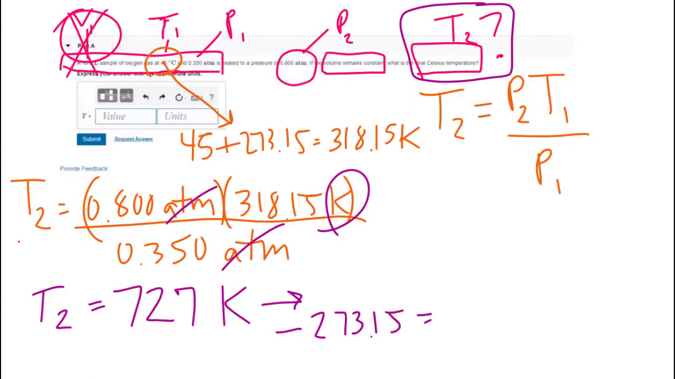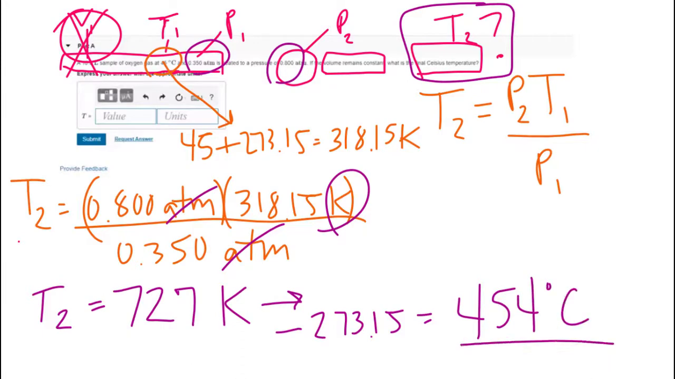And I have 3 sig figs here, 3 sig figs there. So I need 3 sig figs for my final answer. I should get 454 degrees Celsius. Awesome. Okay, hopefully you got the same. I am going to show you one more experiment video with combined gas law, and hopefully you can feel pretty comfortable with manipulating these variables and working through these different gas laws problems.